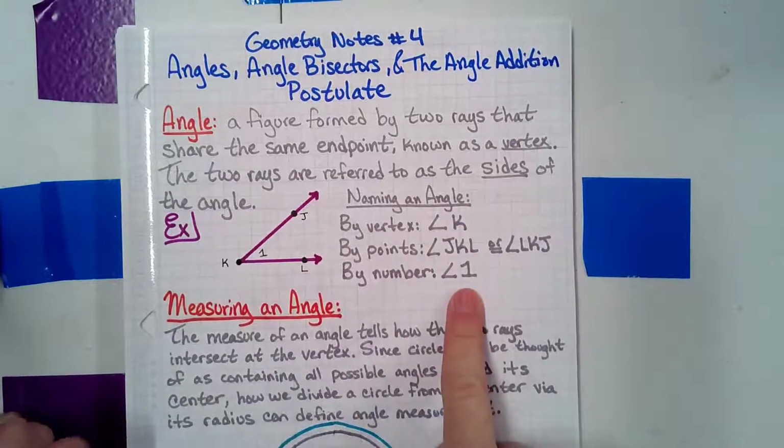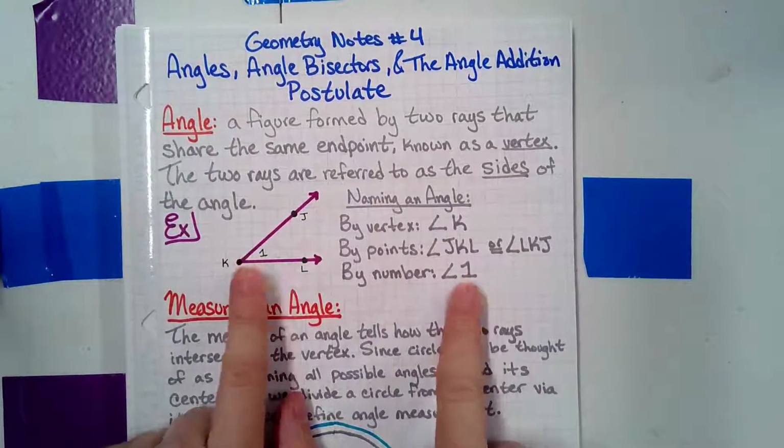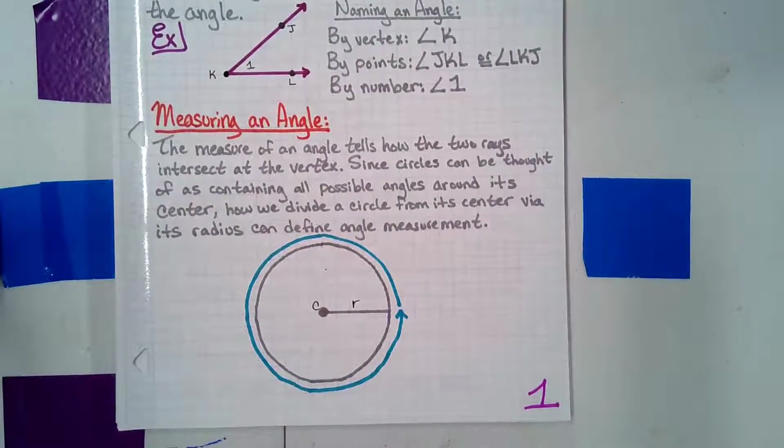We can also call it by number. So this is angle 1. You don't see that very often. Not very often, but it does come up. So measuring an angle. The measure of an angle tells how the two rays intersect at the vertex. And circles can be thought of as containing all possible angles around its center. But how we divide the circle from its center via its radius can define angle measurement. Words are hard, math is easy.